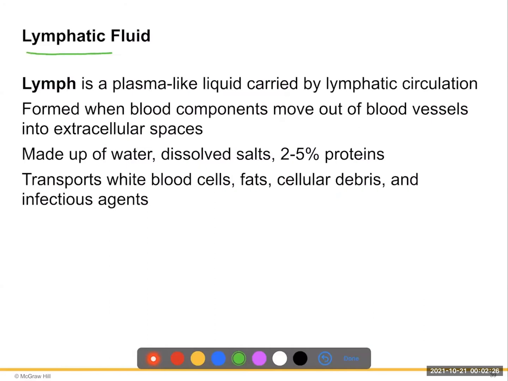So lymphatic fluid is separate from the blood vessels. Lymph is a plasma-like liquid carried by the lymphatic circulation. It's a different circulatory system than the blood circulatory system. It drains back into the blood circulatory system and then gets recycled. It's formed when blood components move out of blood vessels into the extracellular spaces between the cells. It's made up of water, dissolved salts, and about 2 to 5% proteins. It transports white blood cells, fats, cellular debris, and infectious agents. It does not transport red blood cells.